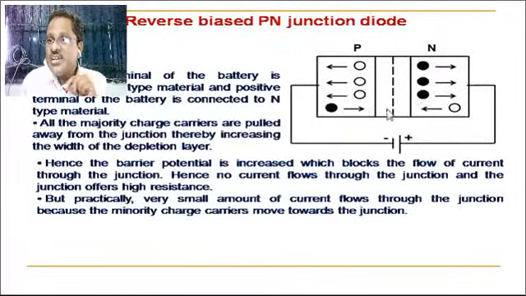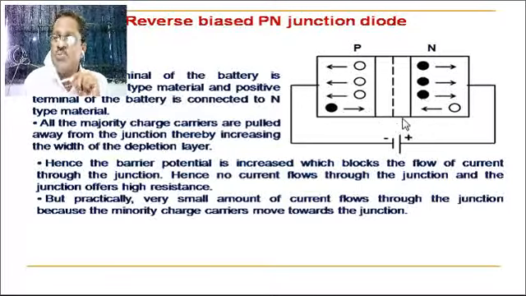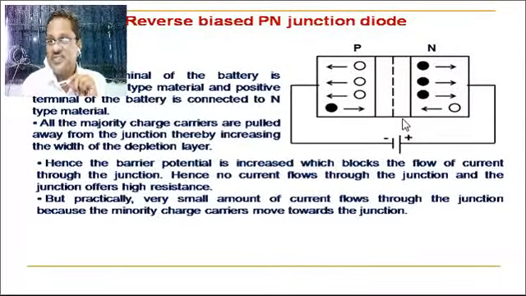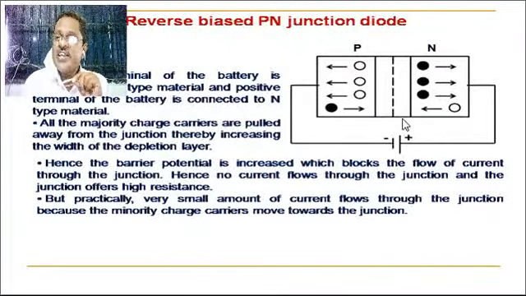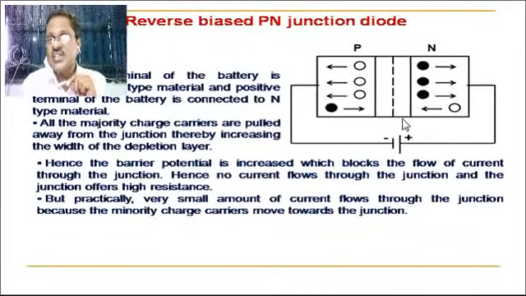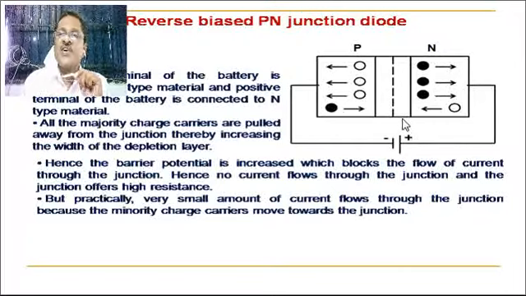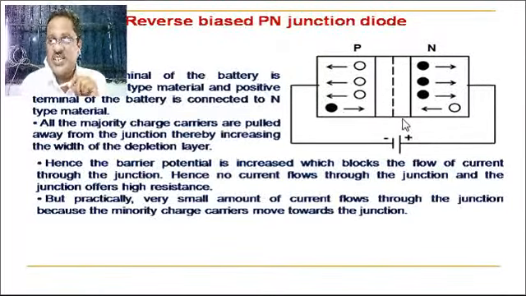And due to these minority charge carriers, a very small, almost negligible amount of current flows through the junction. Theoretically, we can say that there is no current flowing through the junction, but practically a very small amount of current flows through the junction due to the motion of minority charge carriers towards the junction. So this is the working of forward bias PN junction and reverse bias PN junction.